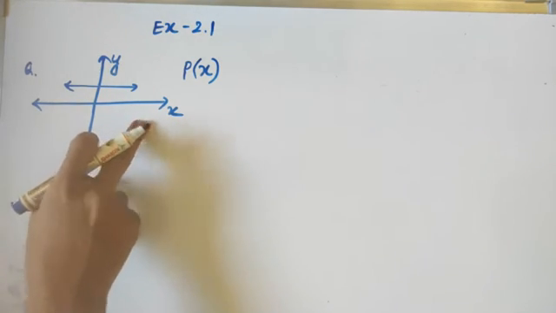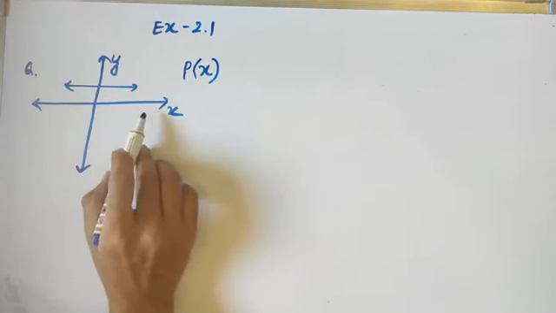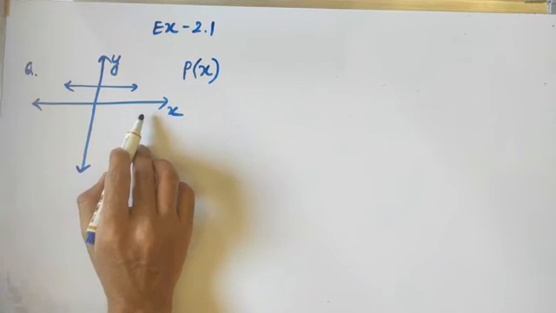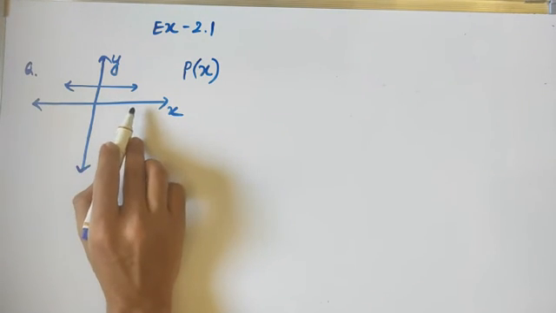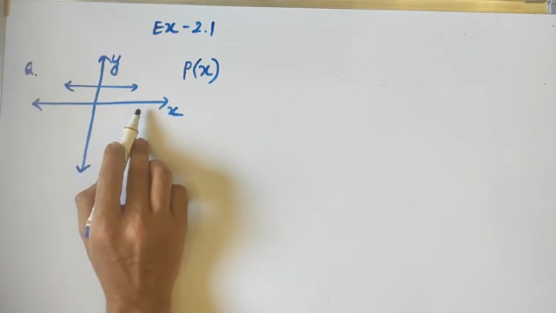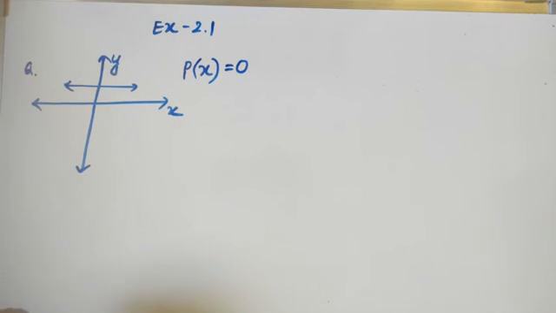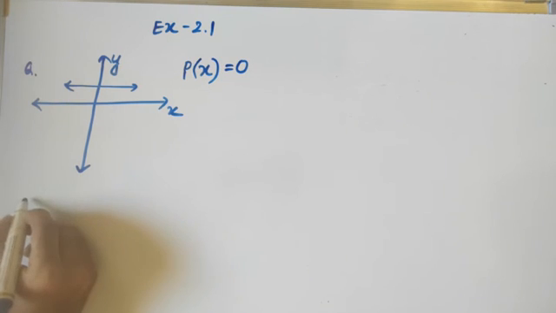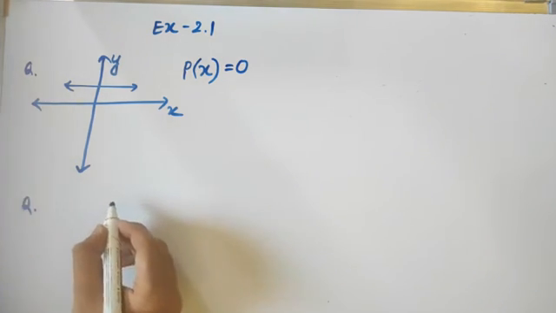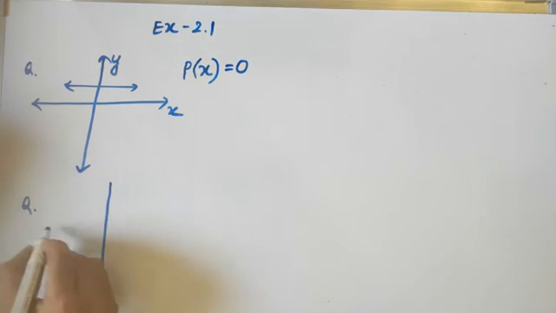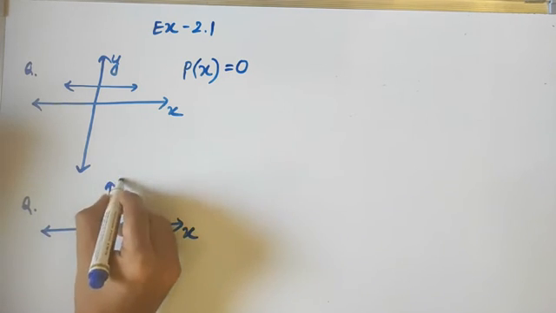What it means is, if in the graph they ask for p of x, we check whether the graph line is cutting the x-axis, intersecting here. Is the graph line intersecting the x-axis? No, it is not intersecting. So p of x here is 0. Let us see another example.